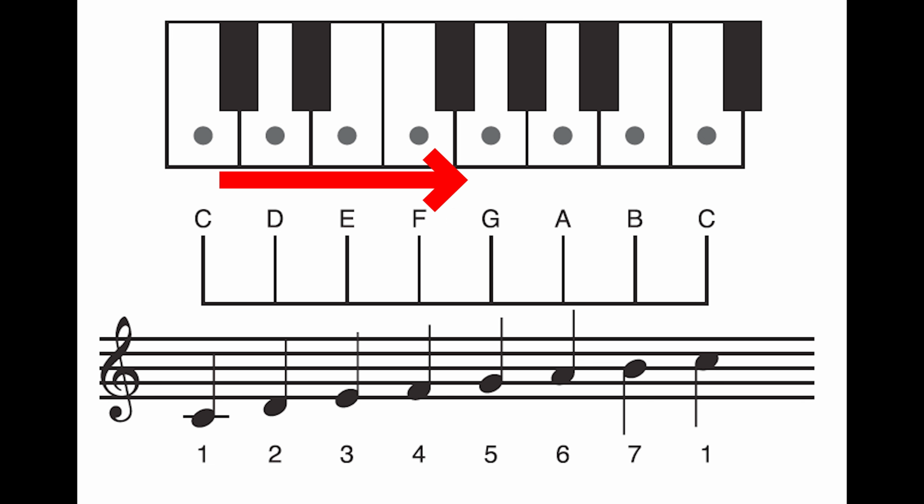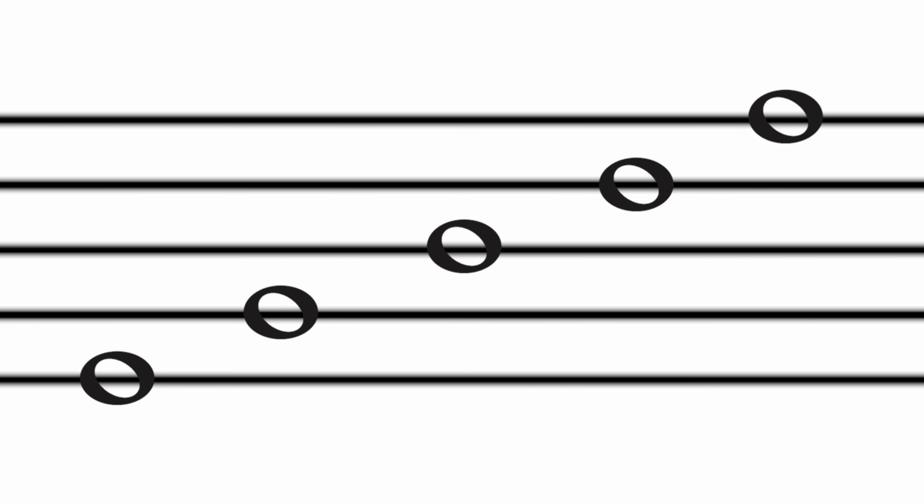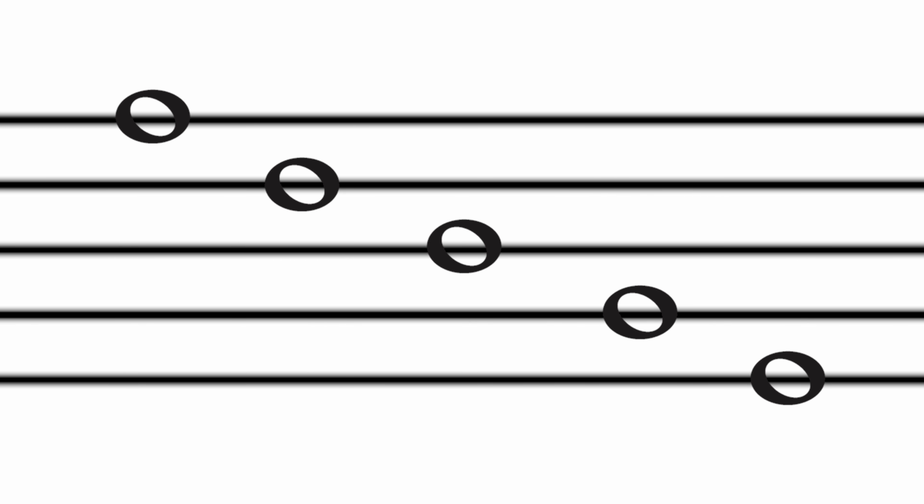Just as we read written English from left to right, notes on the staff move in 3 ways. Stepwise motion, moving up or down to the next space or line. Skipwise motion, moving up or down by more than a step. Stationary motion, repeating the same note.